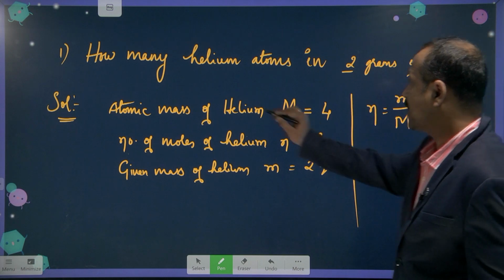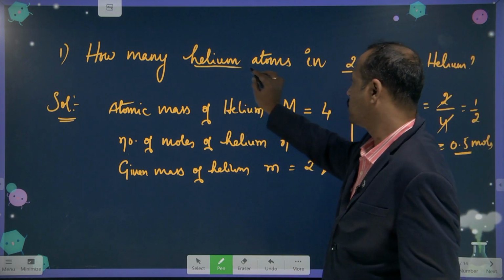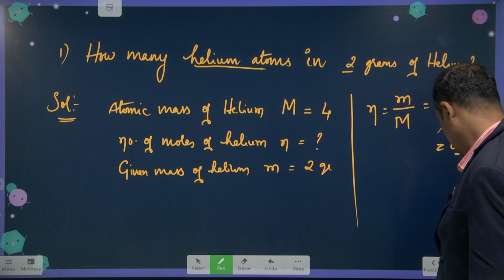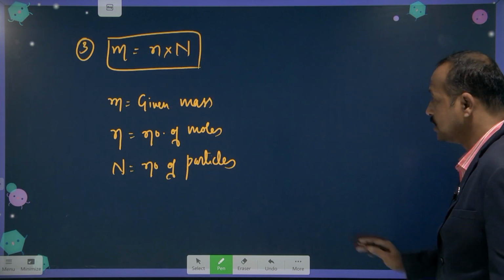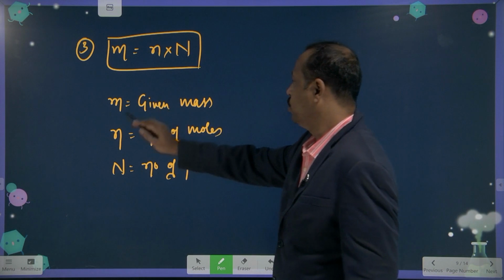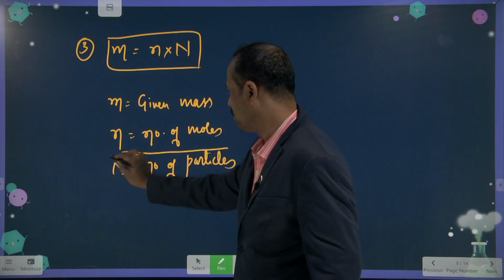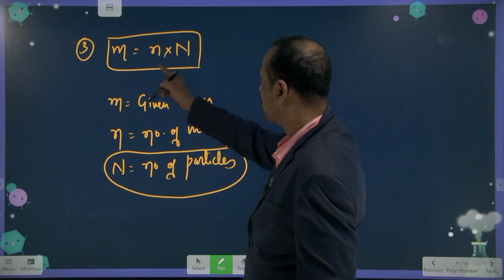Okay. Now they are asking, in the 0.5 moles how many helium atoms will be there. So number of particles, now see here. Now again go to the previous slide. So here you see. Now if you find the number of particles, what is the formula here?